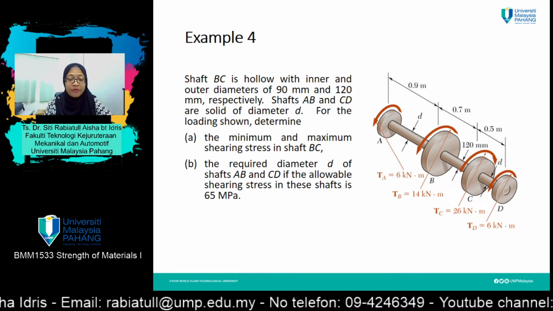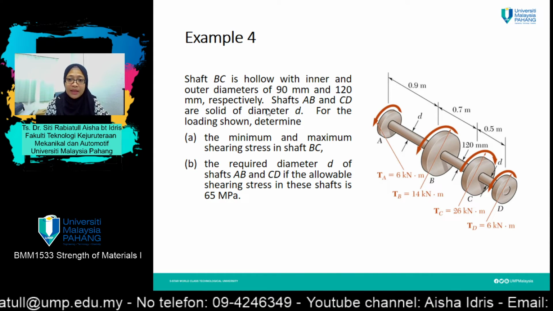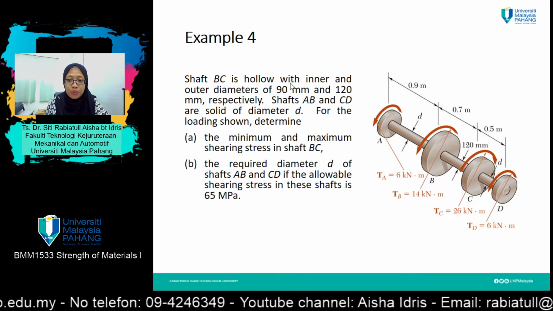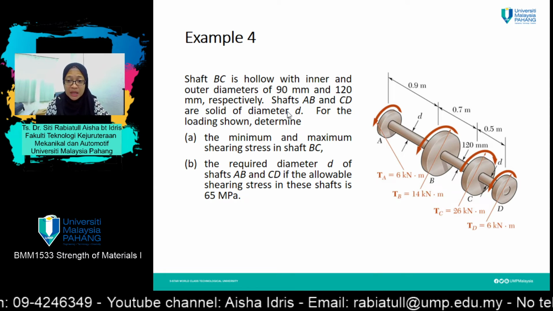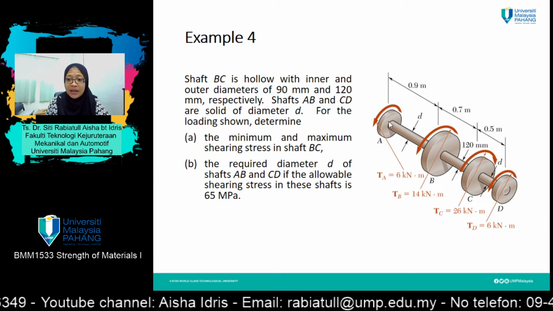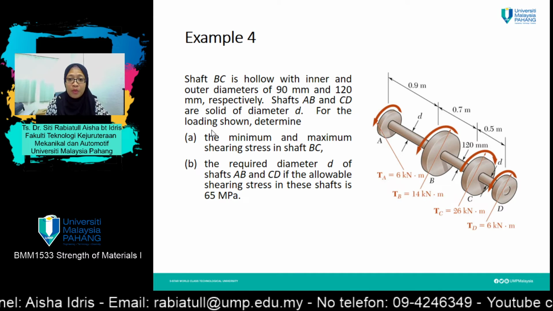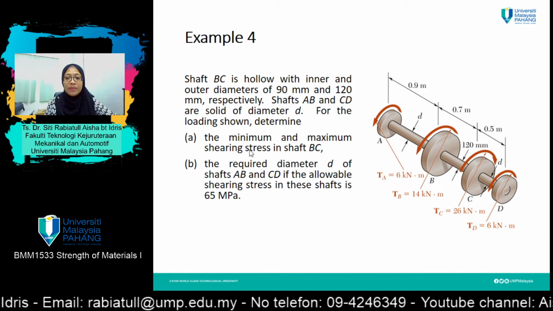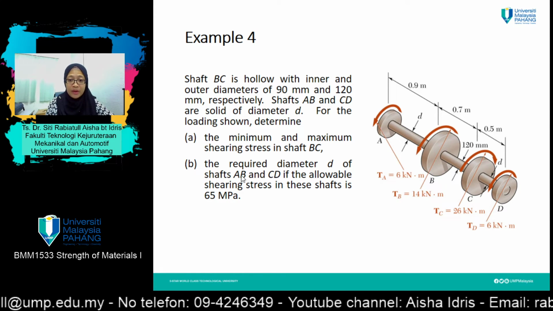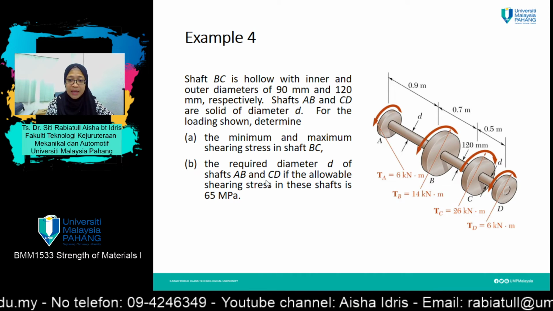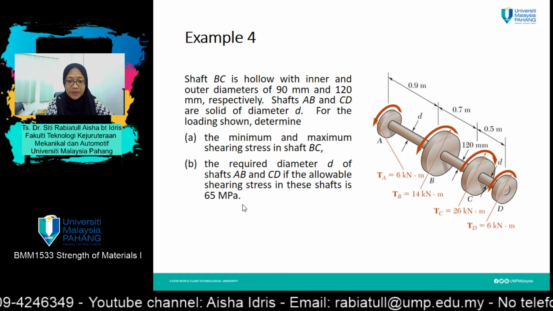Now let's move on to example 4, which is a little bit complicated. Shaft BC is hollow with inner and outer diameters of 90 mm and 120 mm respectively. Shaft AB and CD are solid of diameter D. For the loading shown, determine the minimum and maximum shearing stress in shaft BC. And question B asks you to find the required diameter D of shafts AB and CD if the allowable shearing stress in the shaft is equal to 65 megapascal.